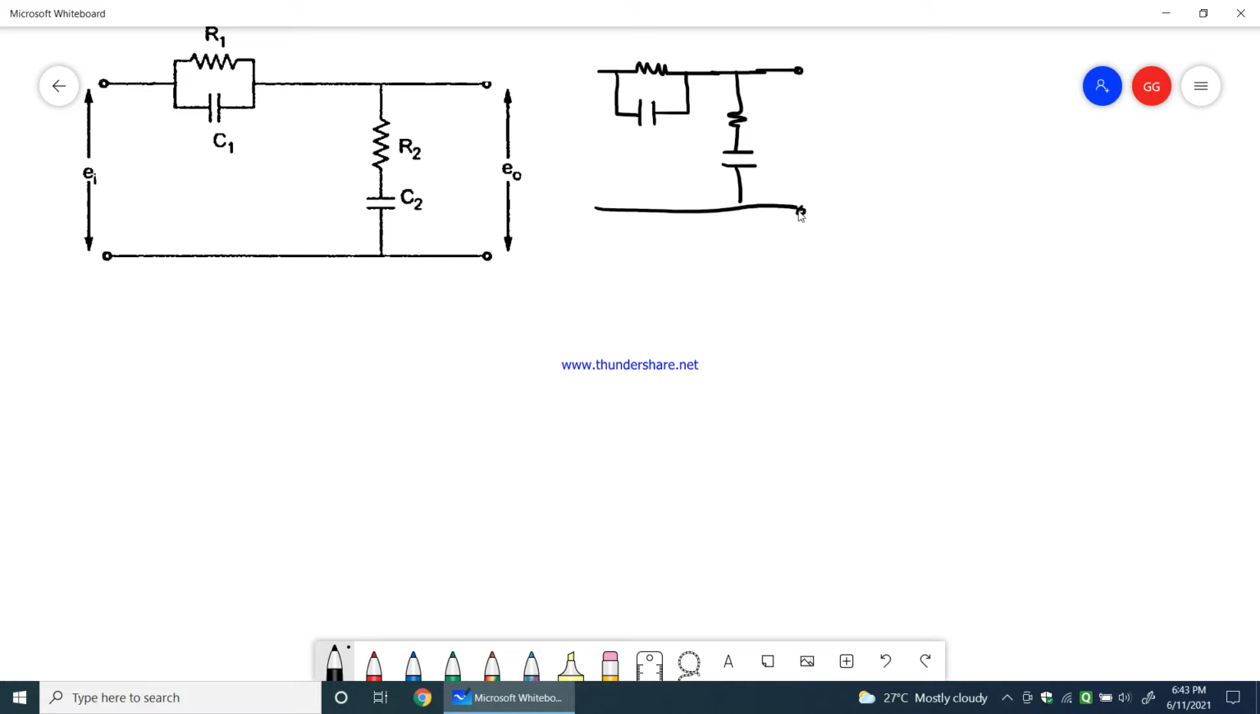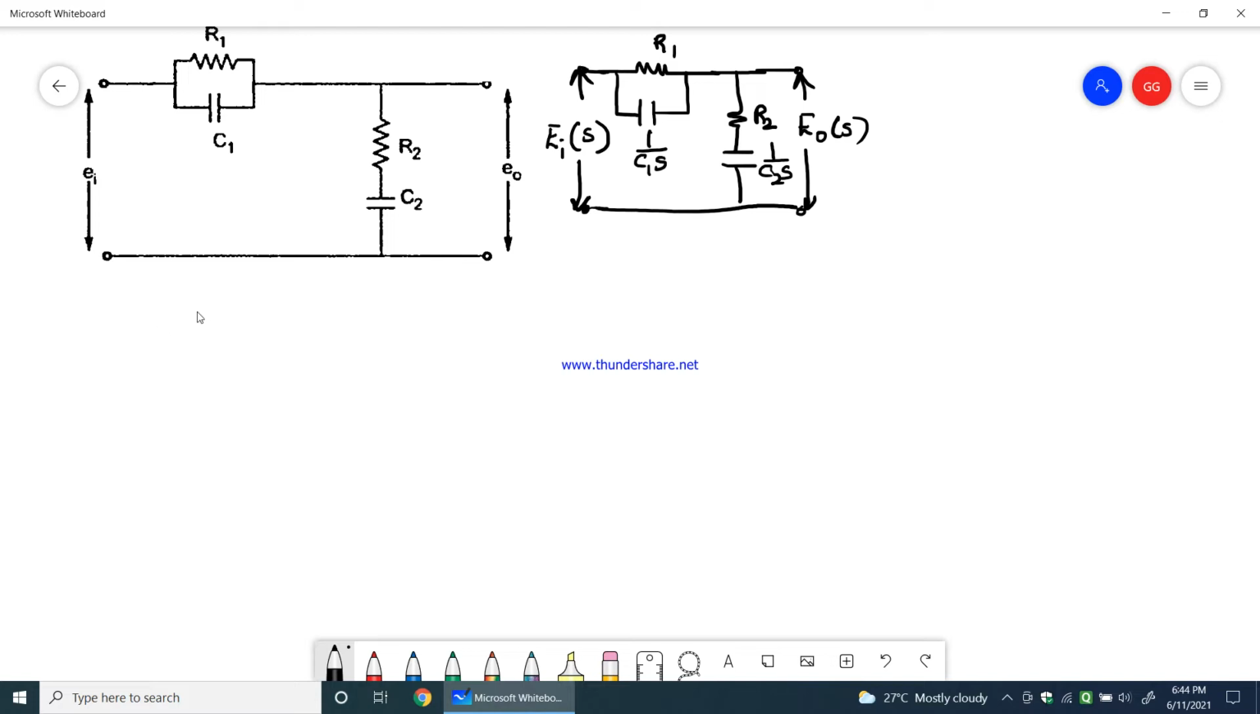Now in my Laplace equivalent circuit, E in will become E in of S. So this is the Laplace equivalent voltage. This becomes E out of S, E naught. Now R remains R, so we will not change R, whereas C1 will now be 1 over C1S, and C2 will now be 1 over C2S. So this is how the Laplace equivalent circuit is written.